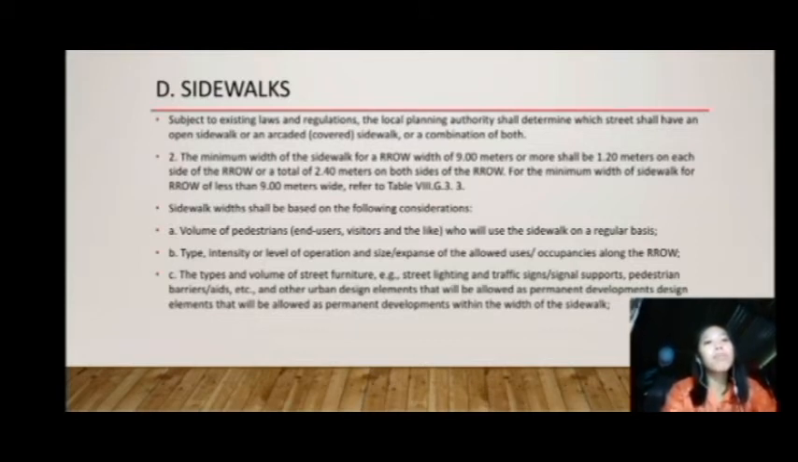A. The volume of pedestrians who will use the sidewalk on a regular basis. B. The type, intensity, or level of operation and size of the allowed uses or occupancies along the RROW. C. The types and volume of street furniture, examples of which are street lighting and traffic signs or signal supports, pedestrian barriers, aids, etc., and other urban design elements that will be allowed as permanent developments within the width of the sidewalk.